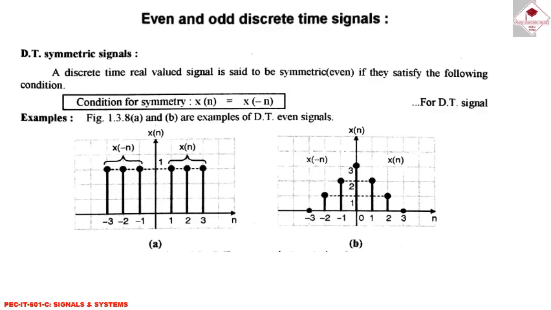Next are even and odd discrete time signals. Discrete time symmetric signal: a discrete time real-valued signal is said to be symmetric or even if it satisfies the following condition. The condition of symmetry is x(n) = x(-n), and this is a graphical representation of a discrete time symmetric signal.